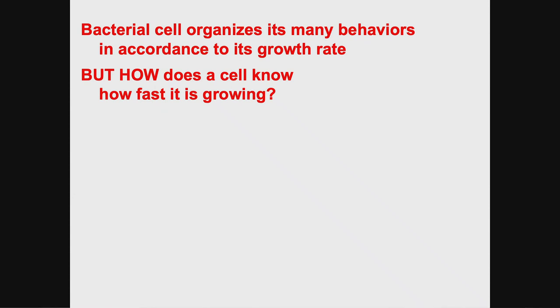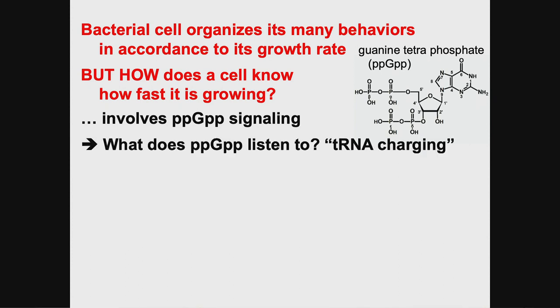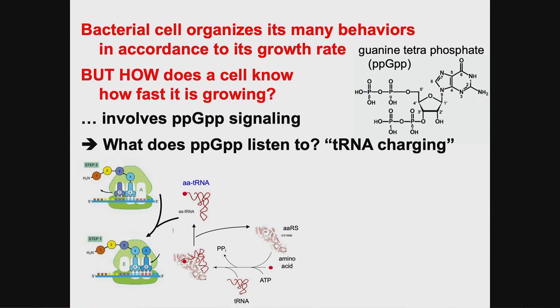If you ask this question to biologists, immediately they will tell you about this special molecule ppGpp. It's known to be involved in growth rate, mediating growth rate dependent response. And what does ppGpp do? Well, they will tell you it listens to tRNA charging. So here's a reminder of the translation process: the system charges tRNA, and the charged tRNA is fed into the ribosome. And ppGpp is kind of surveying this step to see how the translation process is going.